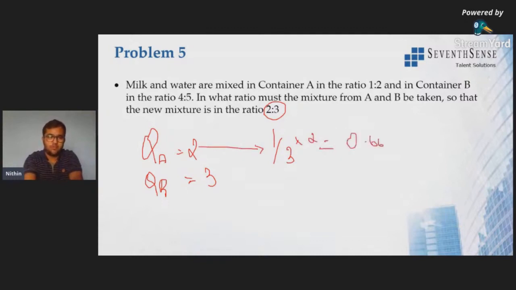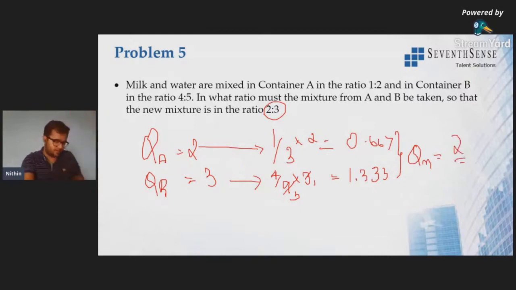So into 2, if you take 2 by 3, this is nothing but 0.667. Now from quantity B, I'm just taking the milk value. From quantity B, milk is 4 over 9, right? So 4 over 9 into 3, this will be 1.333. What if you add it together? You will get the quantity of milk in the mixture. So it will be 2 approximately, right?